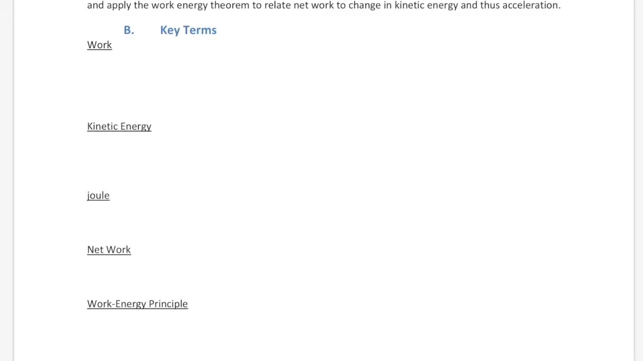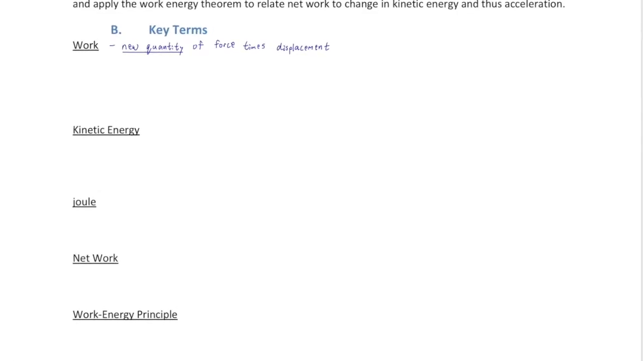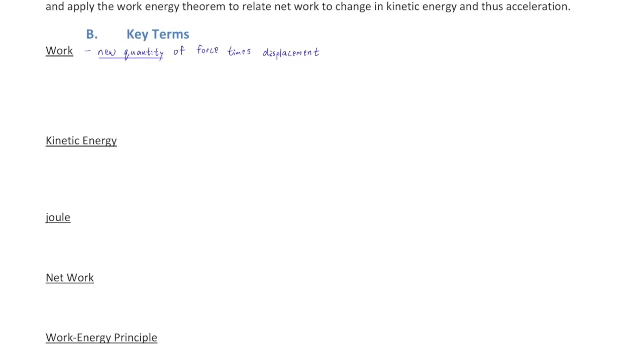All right, so what do we have? Well, work, zoom in a bit on this, is a new quantity of force times displacement. That's all it is. It's just force multiplied by displacement. It is equal to the component of a force parallel to a displacement vector. So you look at the force vector and the displacement vector, and you look at the component of the force that's parallel to the displacement, multiply that component by the full displacement, and you've got yourself the quantity called work.